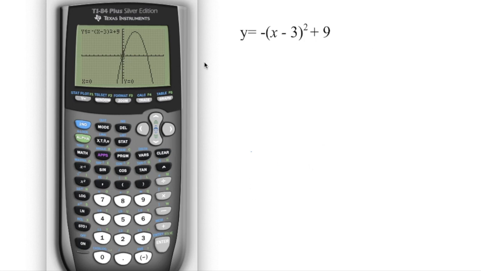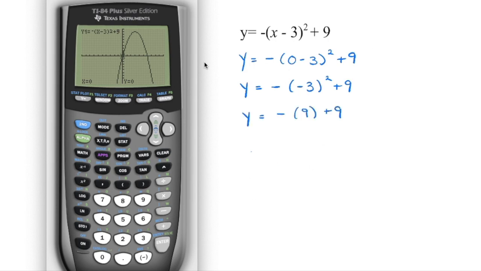If we do it algebraically, similar concept, we're going to substitute in a 0 in the place of the x, and then because my y is already isolated, we're just going to do order of operations. 0 minus 3 is going to give me negative 3 in brackets. Negative 3 squared is positive 9, so we're going to have negative times positive 9 plus 9, so this is going to be negative 9 plus 9, which will give me a value of 0. So my y-intercept occurs when y is 0, right there on the graph.